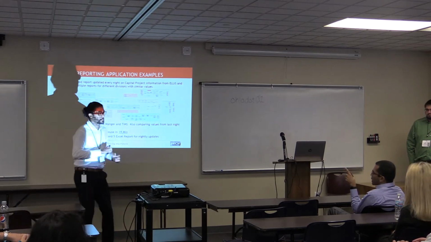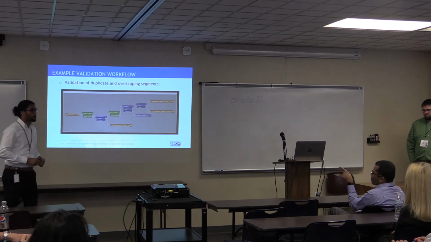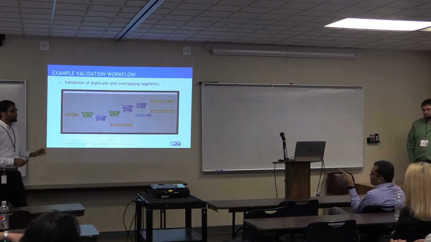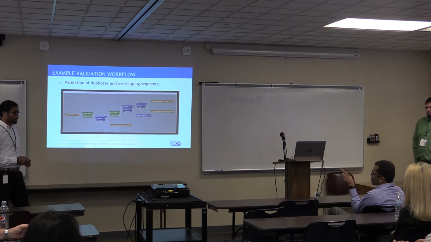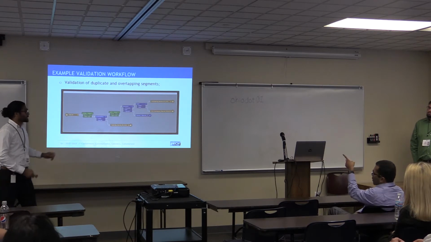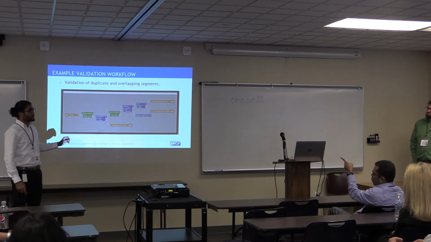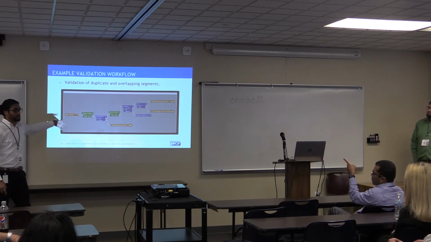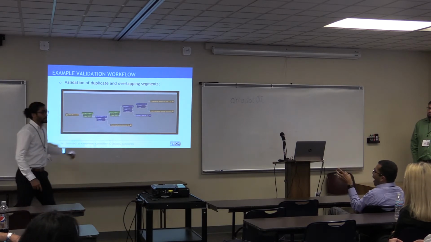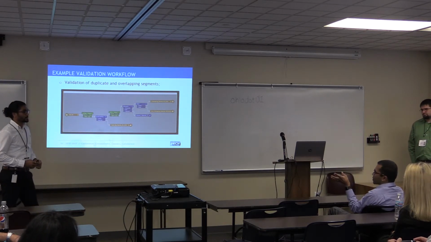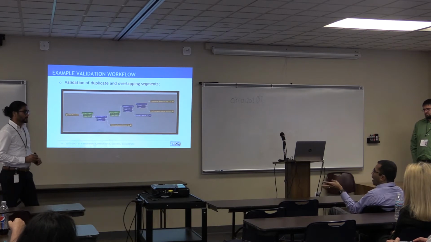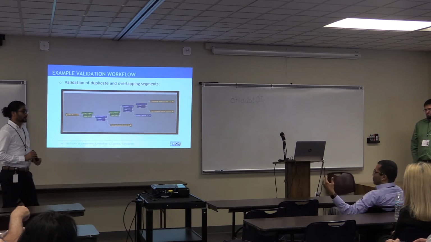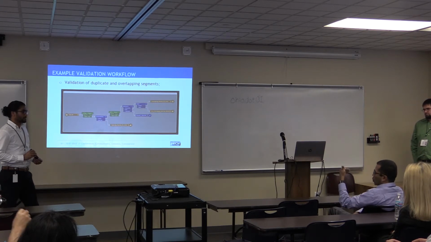So in the previous slide, once you run this workflow, I'm assuming you shouldn't be seeing any records come through as duplicates, or as overlapping ones. What you're trying to validate is that the incoming source data do not carry any duplicates or overlapping segments, correct?